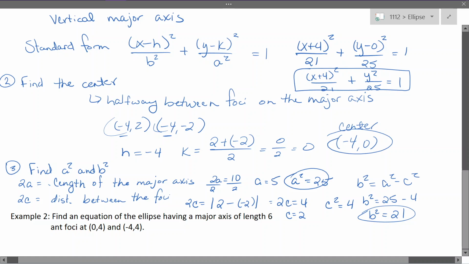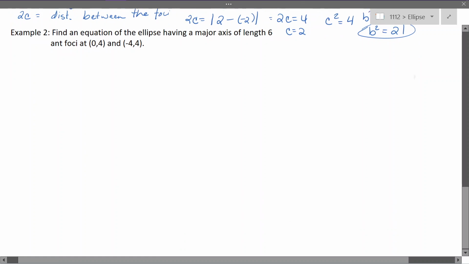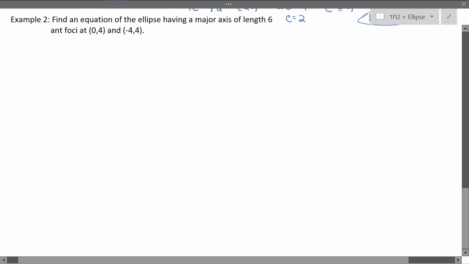Let's look at a second example. In our second example, it says find the equation of the ellipse having major axis of length 6 and foci at (0, 4) and (-4, 4).